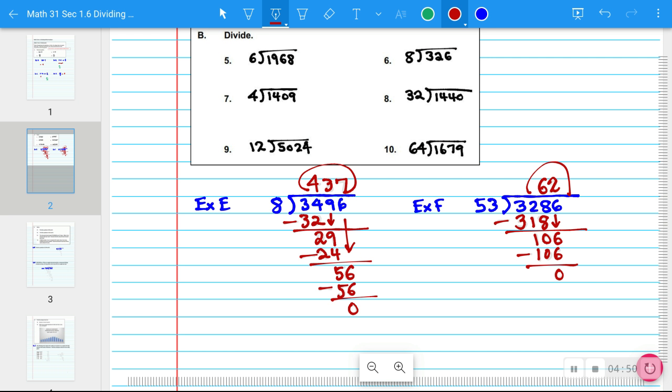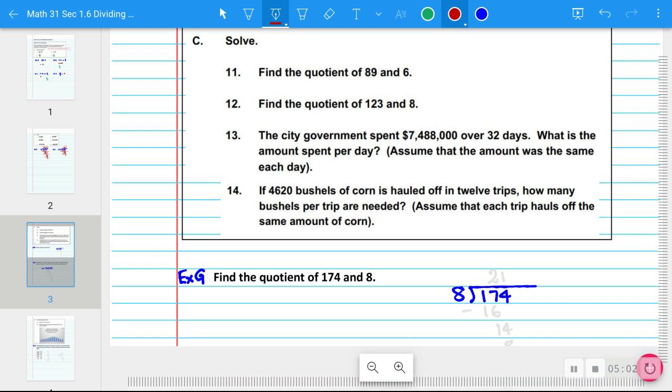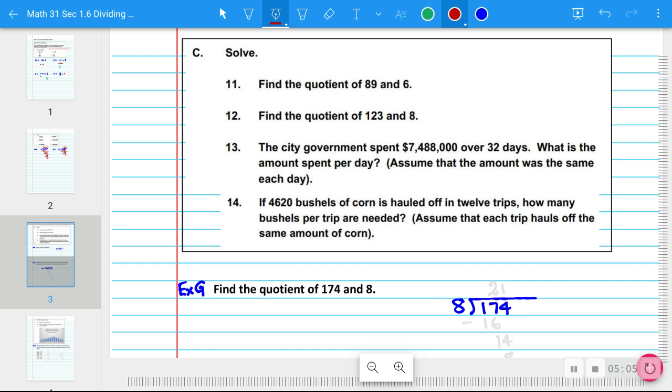Okay, our luck is going to run out on some of these. We're going to get some remainders here, and I'll show you how to handle that. This is a series of problems where you have division. It's just couched in words instead.